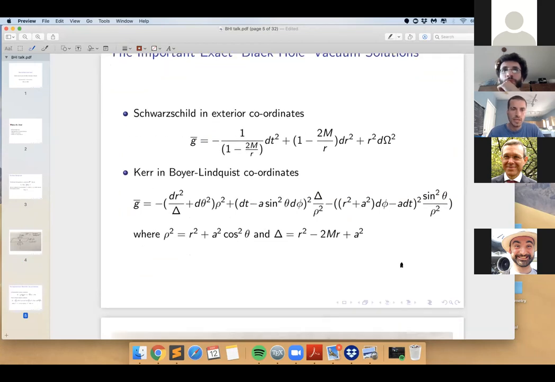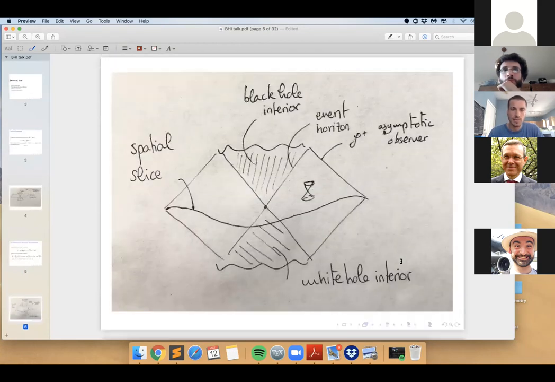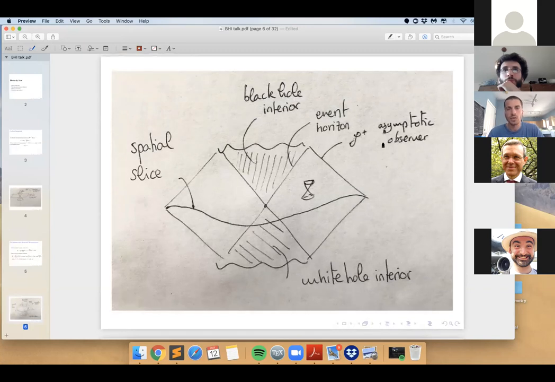A common representation of the Schwarzschild space-time is via Penrose diagram. So here I've got the asymptotic observers at scri. This is a portion of the event horizon. This is the black hole interior right here, filled with trapped surfaces. We'll go on to that in a moment. I've got a spatial slice traversing the space-time right here, and this is the white hole interior, which is kind of time reverse of the black hole.